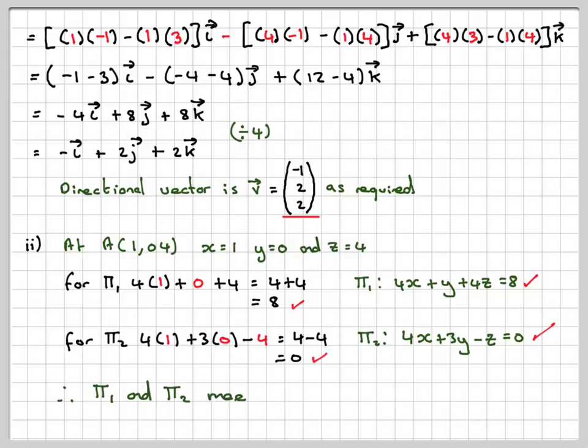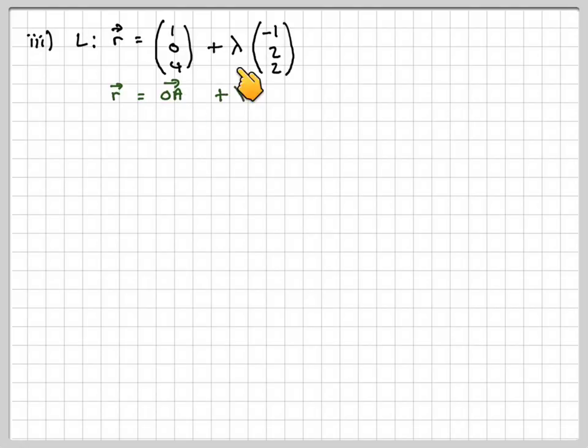So we need to acknowledge that plane 1 and plane 2 meet at point A. So the line L is r = (1, 0, 4), OA, the point on the plane that we just found, plus lambda times the directional vector, which we've just found as well, (minus 1, 2, 2). We verified this point is on both planes, and this we found using the cross product.